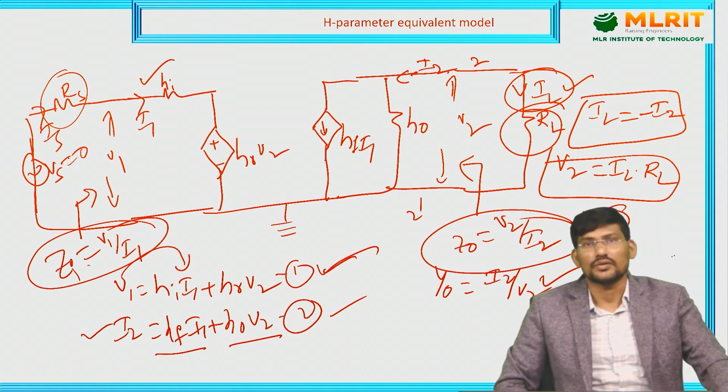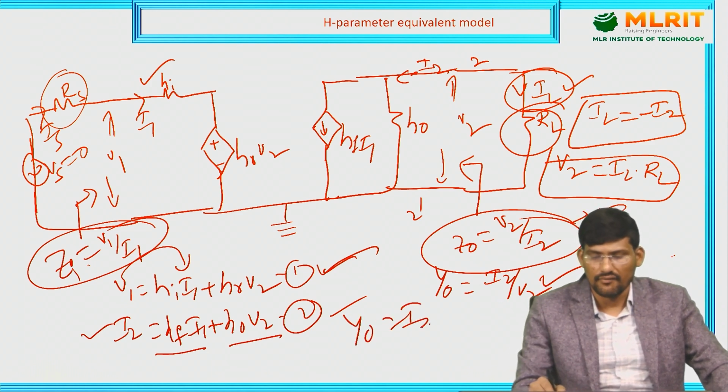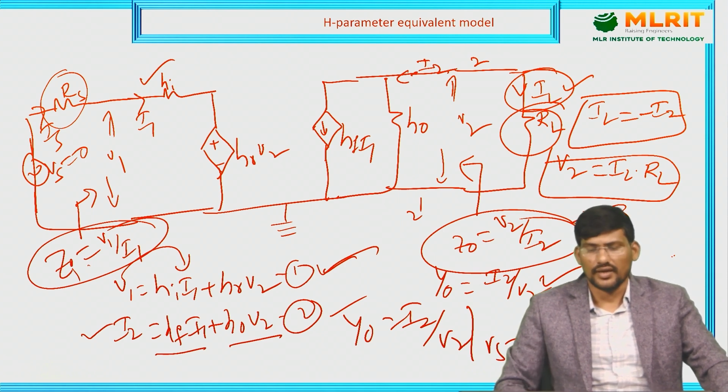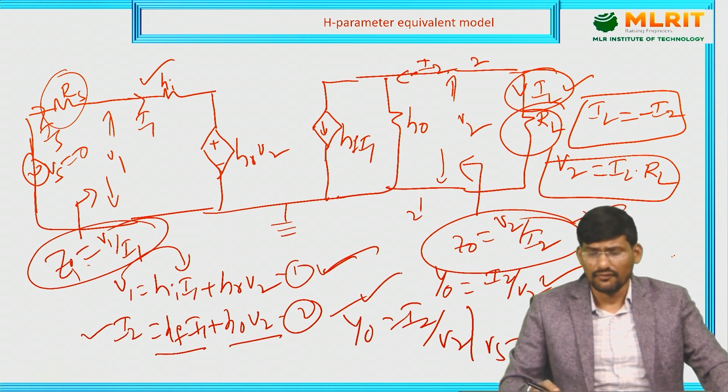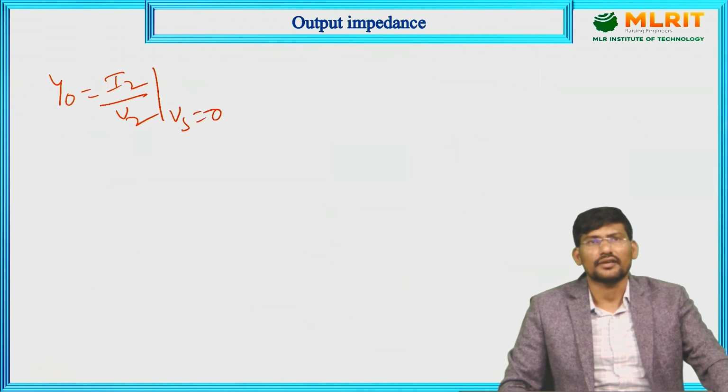Vs will be equal to 0, and this I2 by Y0 is equal to I2 by V2, at Vs equal to 0. At Vs equal to 0, we are finding Y0, and from Y0 we will get Z0. Z0 is nothing but 1 by Y0. So see here, we are nullifying the effect of sources.